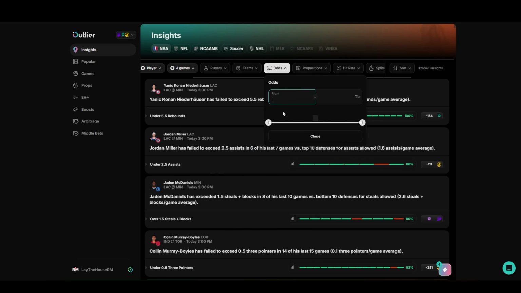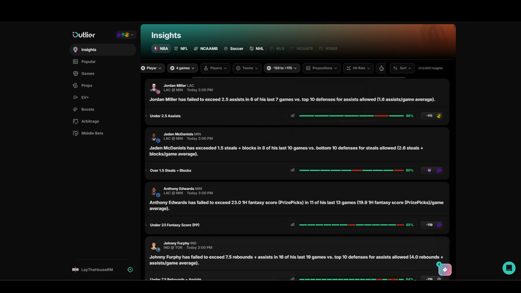Odds, so for the odds, I always filter for minus 120, because I don't want to have these minus 1,200 odds plays or some of these crazy goblin lines that have been hitting every single time.